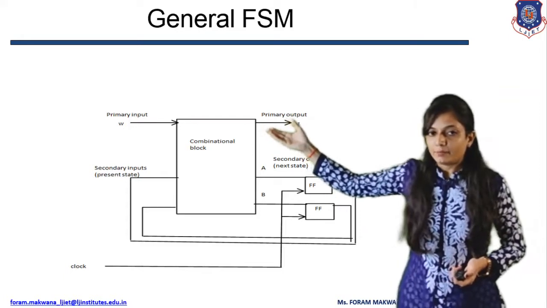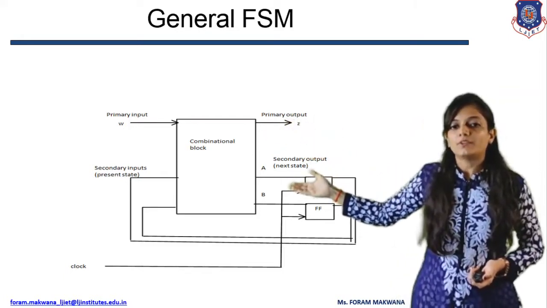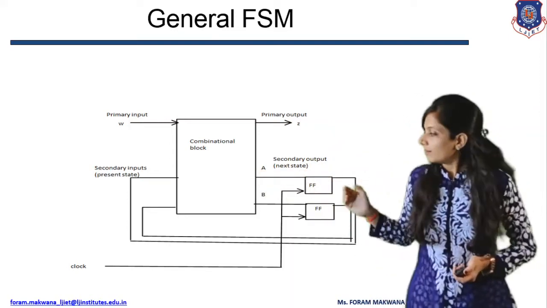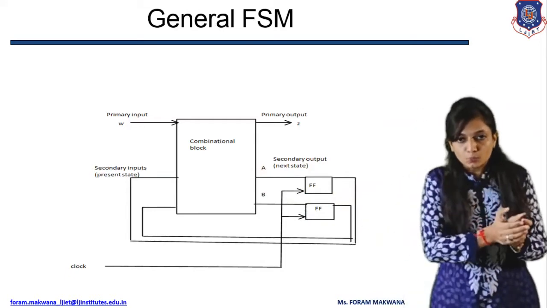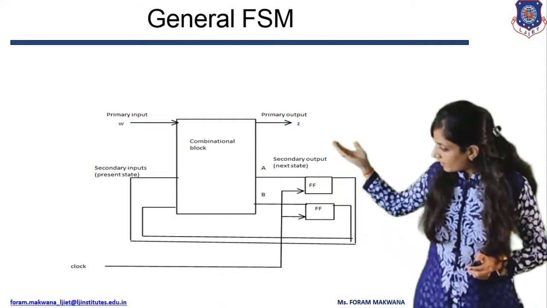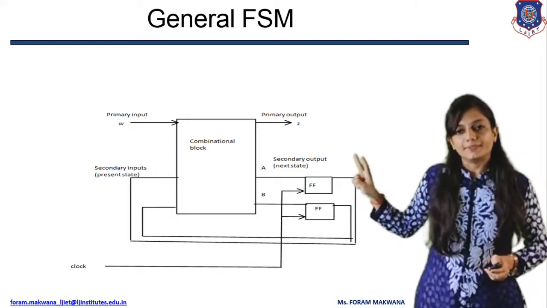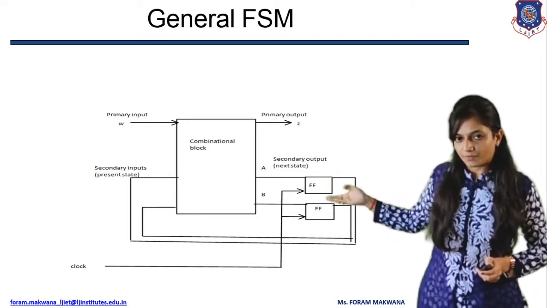Primary input is the main input and the primary output is the main output. Over here, secondary output represents the next state and secondary input represents the present state. But if we need to store the secondary output, we need to use a flip-flop, right? And these two flip-flops we have used. Why? Because we need to store 2 bits, right? To store 2 bits, we need to use 2 flip-flops, right?